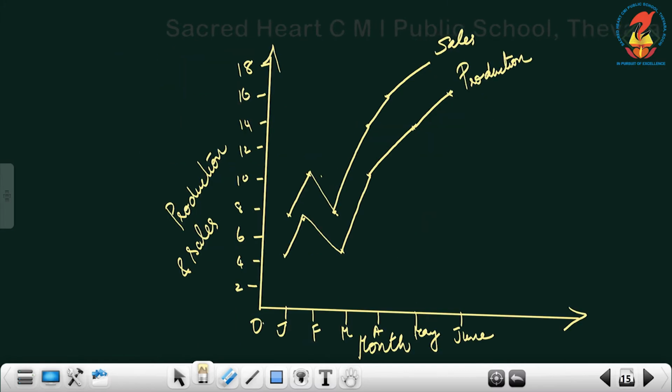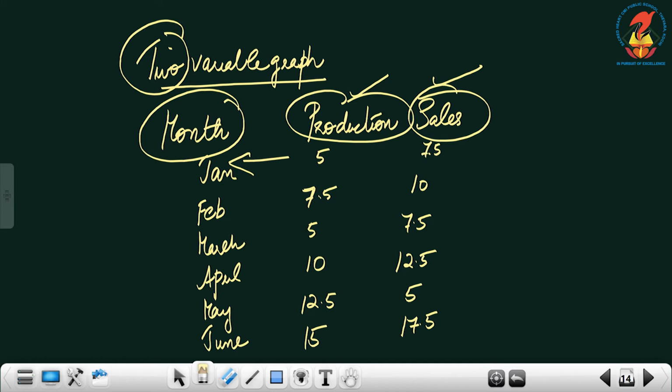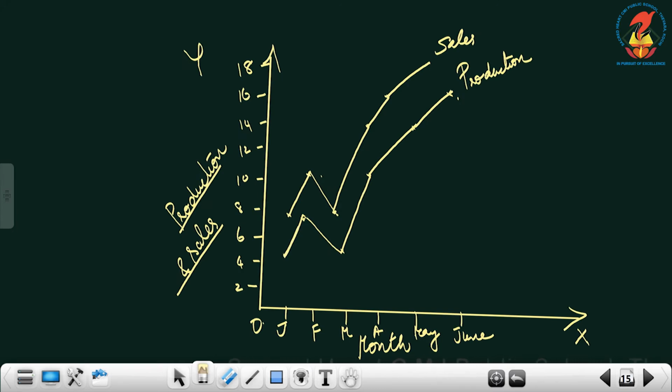Now that can be represented in the form of a time series graph where we draw the x-axis as well as the y-axis. On the x-axis we can represent month, and on the y-axis production and sales together will be represented. First we will complete production, then we will complete sales. For production, we can mark January as 5, February 7.5, March 5, April 10, May 12.5 and June 15. All these I have marked here. So this is the curve of production.